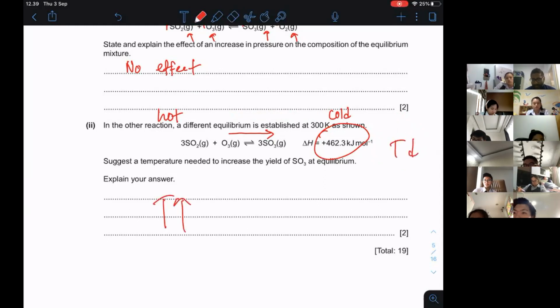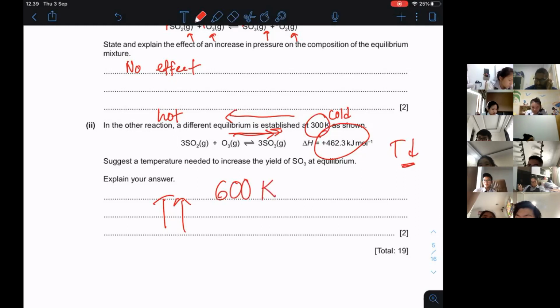But let's say you found that the temperature must decrease. Then according to LCP, the temperature must be increased, and you would show it like this. If you use this condition, the position of the equilibrium will go to the backward reaction side. That's not suitable because I want to go to the forward side. So the answer is a high temperature. When they say suggest a temperature, please suggest something higher than 300. You cannot just say higher temperature, it is not accepted. So maybe I'll suggest 600 Kelvin.